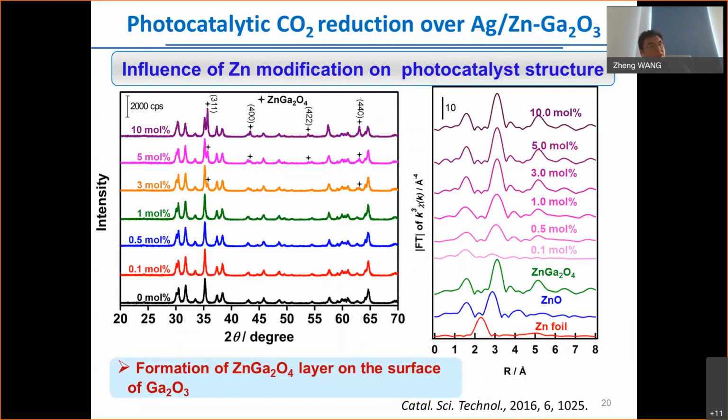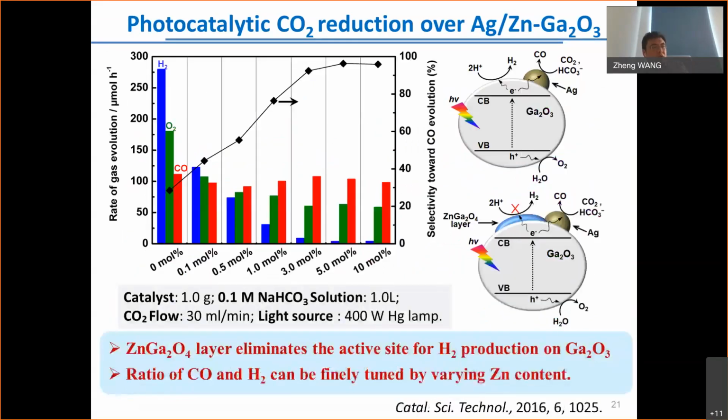XRD and XAFS results indicate the formation of a zinc gallate layer on the surface of gallium oxide by modifying with zinc species. With the increase of zinc modification, hydrogen evolution in the photocatalytic carbon dioxide conversion gradually decreased, indicating the thin zinc gallate layer eliminates the active sites for hydrogen production on the gallium oxide.